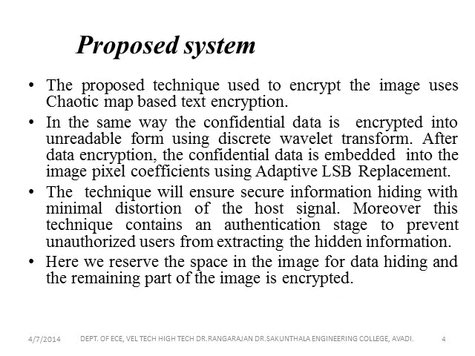In the proposed system, the technique used to encrypt the image uses chaotic map based encryption. In the same way, confidential data is encrypted into unreadable form using discrete wavelet transform. After data encryption, the confidential data is embedded into the image pixel coefficient using adaptive LSB replacement. The technique will ensure secure information hiding with minimal distortion of the host signal. Moreover, this technique contains an authentication stage to prevent unauthorized users from extracting the hidden information.